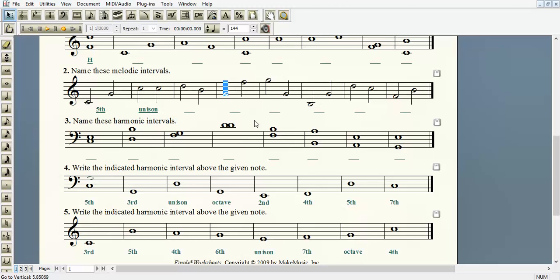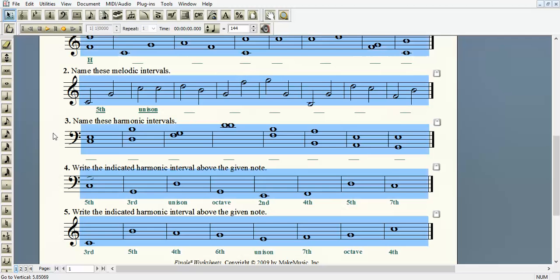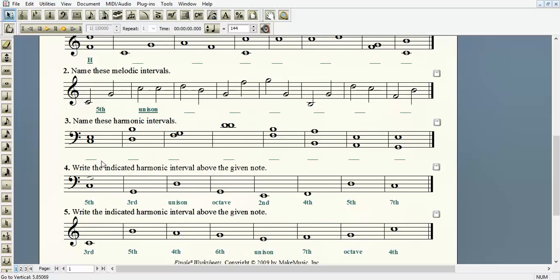Now I encourage you to go ahead and pause the video here and go through the other intervals on your own, figuring out exactly what the space in between each one of them is. And remember, for the purposes of this introduction, we start from the lower one, whether the lower one is first or second, and count up. Excellent. So let's move on to these harmonic intervals.